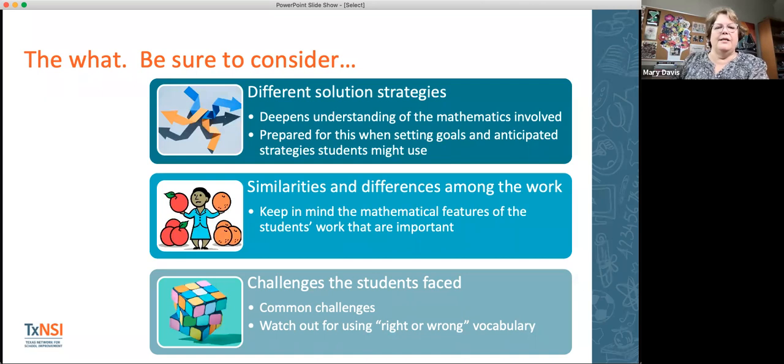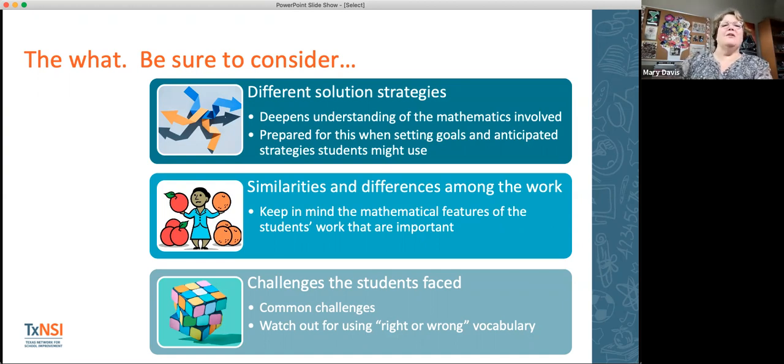And then finally, we talked about it before, the challenges that students face. What are the common challenges? Now, we have to be careful when we're looking at challenges and misconceptions because we don't want to call them right or wrong. We don't want to say, Denise, come to the board and present your correct solution. And Mike, why don't you come to the board and present your solution because it's wrong? What does that do to a student?